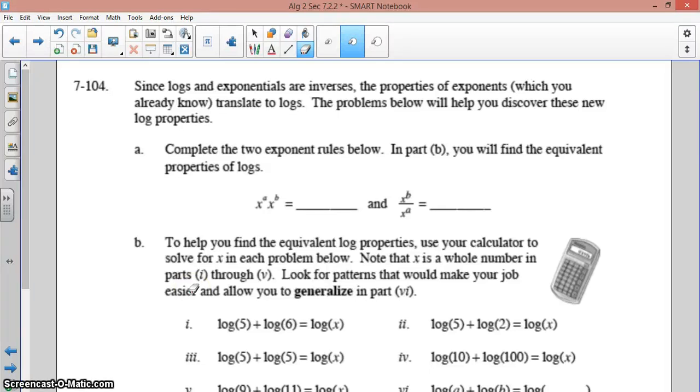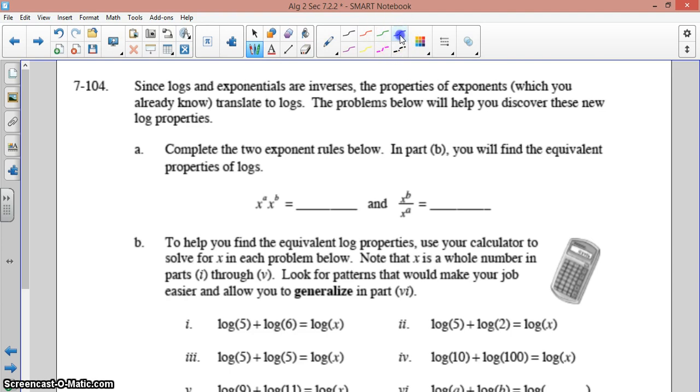Alright, hello everyone. Today we're going to look at two new log properties to go along with our power property we learned last time we met up. We're going to start with 7-104 in our book. Since logs and exponentials are inverses, the properties of exponents, which are the laws of exponents, translate to logs. So we're going to start by reviewing two of those laws of exponents, and then we'll do the reverse of those, which refer to the log properties coming up.